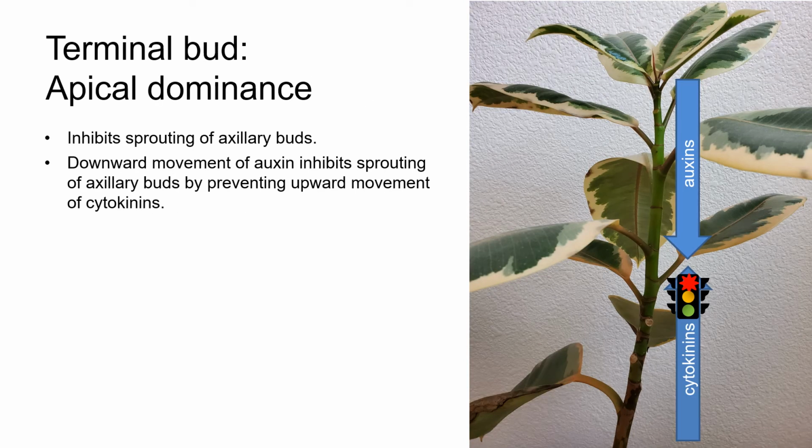Here's a very brief explanation of how the terminal bud inhibits branching. The terminal bud produces plant hormones called auxins, which move downwards in the stem. This downward movement of the auxins regulates the upward movement of another group of plant hormones called cytokinins, which help promote the sprouting of axillary buds. By blocking the upward movement of the cytokinins, the auxins effectively prevent the cytokinins from acting on the axillary buds, and the result is a stem which just grows upwards with no side shoots.